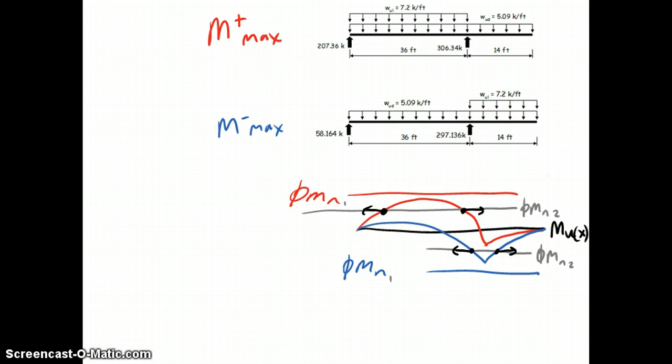And those 4 new points become our 4 first possible termination points. Again, the dark 4 dots where phi-Mn, the weaker cross section, intersects Mu of x are our theoretical cut points. And those 4 gray dots, a distance of d or 12 db away, represent our first possible termination points. And those are the points where we can transition between our stronger cross section and our weaker cross section.